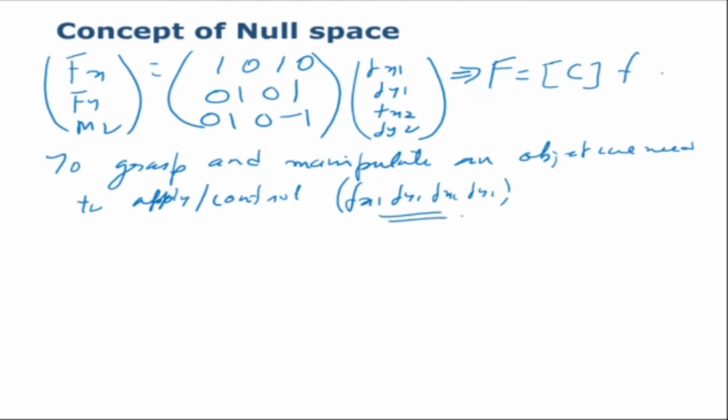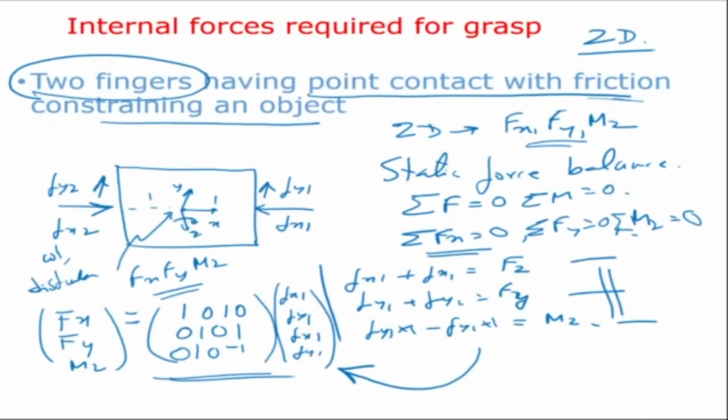So basically I need to know what small f is for a given capital F. In this equation, what I need is f, and small f is equal to C inverse into capital F. That's what I need. Suppose I just ask this question here.